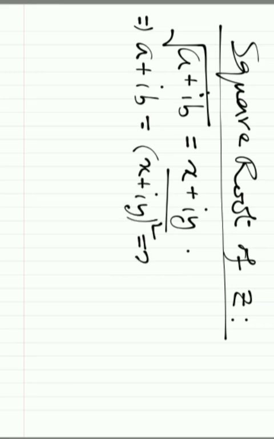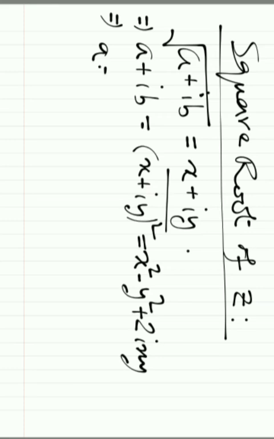That can be considered as x square minus y square plus 2ixy. So what we can do from here, we can compare both the sides and we can write a is equals to x square minus y square and b is equals to 2xy.